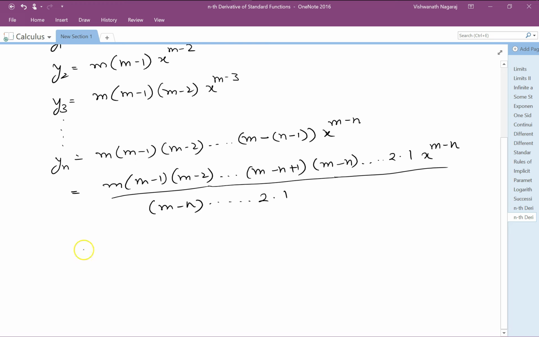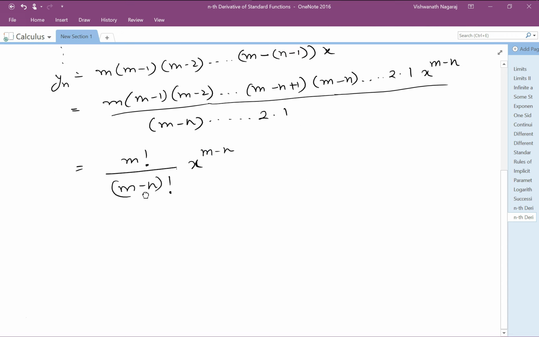2 times 1. So now we can write in factorial notation. m factorial by, this starts from m, so m minus n factorial, x to the power of m minus n. An expression which doesn't contain any y1, y2, y3 kind of thing. So we can directly apply this formula for the nth derivative.